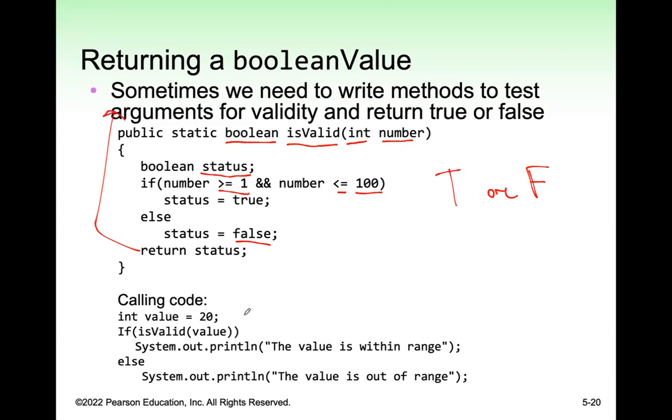Now, if you want to call this code, this is a piece of code right here. We are checking if our integer value is within the range. We are checking right here if isValid returns true, because this method will either return true or false. If it returns true, we're going to print the value is within range. Else, if it returns false, we're going to print the value is out of range.